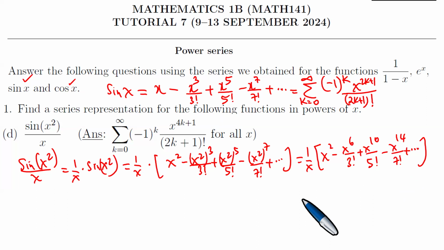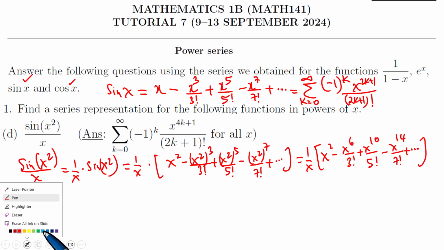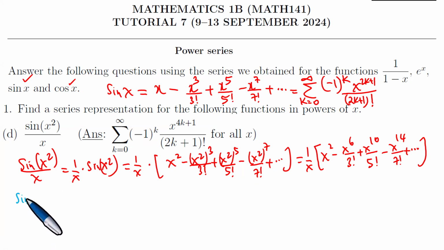So now, let's write this out. Let's use a blue color now. Which means whenever you have the sine of x squared out of x, what will this be now? So we continue. So which means you have 1 out of x. Okay, yeah. You can just distribute.